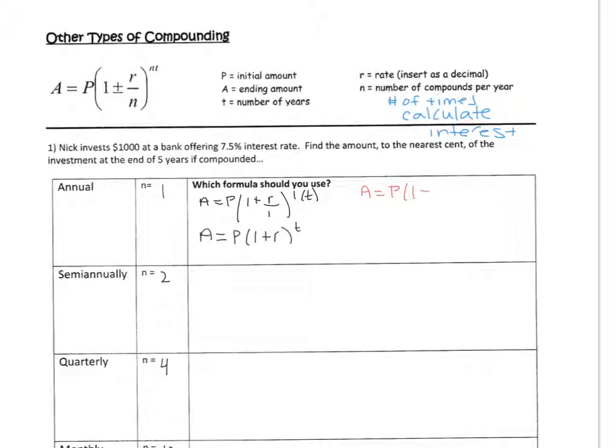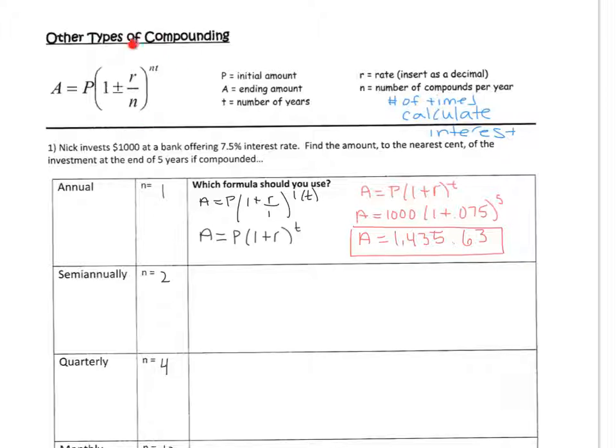A equals P(1 + R)^T. So if he invests $1,000, that's my principal, with an interest rate of 0.075 to the 5 power, let's see how much money he'll make. So take a minute, pause the video, and put that into the calculator. Okay, you should have gotten $1,435.63. So over the course of 5 years, if we calculate our interest once a year, Nick would have made $1,435 at the end of 5 years.